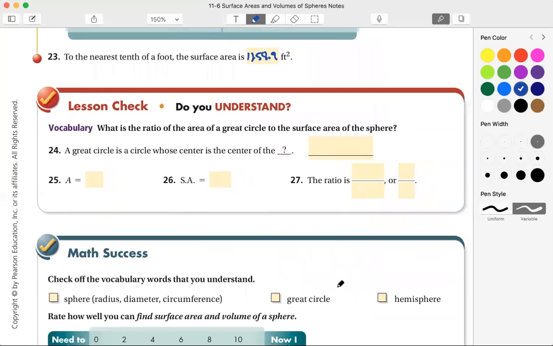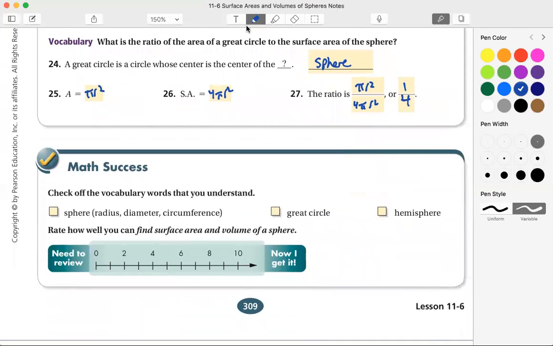What is the ratio of the area of a great circle to the surface area of the sphere? A great circle is a circle whose center is the center of a sphere. So the area equals pi r squared. Surface area equals 4 pi r squared. So the ratio is pi r squared over 4 pi r squared. Notice those cancel, so it's 1 to 4.